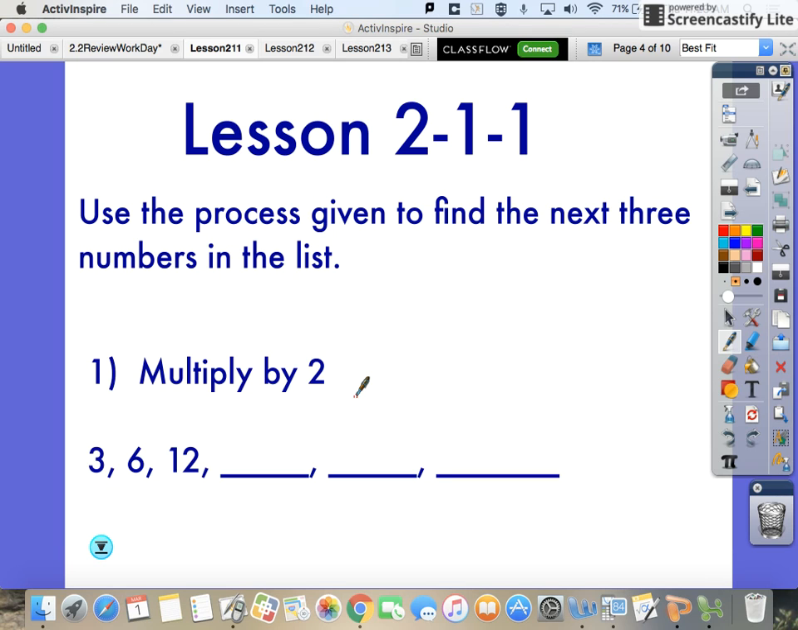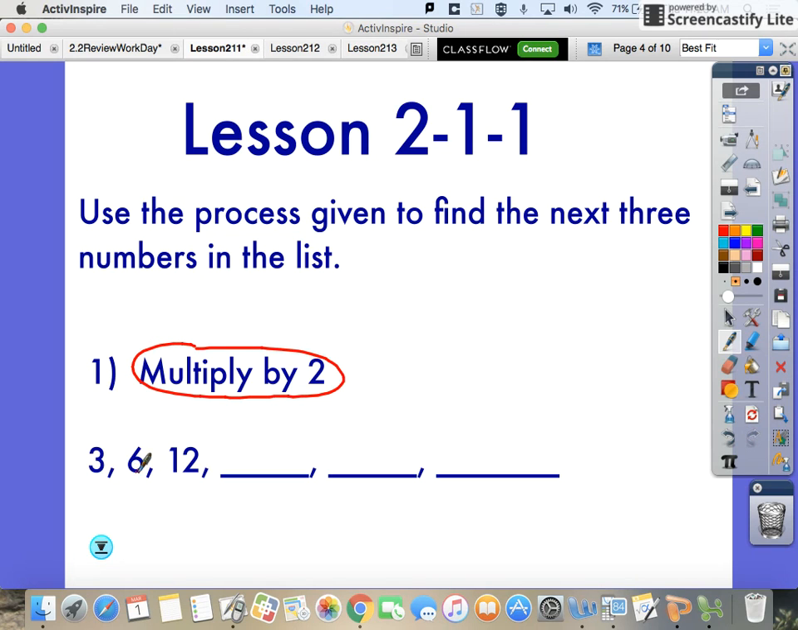All right, folks, this is lesson 211 in your notes. This is on essentially sequences. So we'll start off by giving you a pattern and then you continue the pattern. This one says use the process given to find the next three numbers in the list. So the process is multiply by 2.